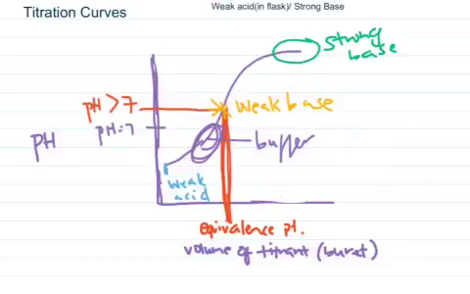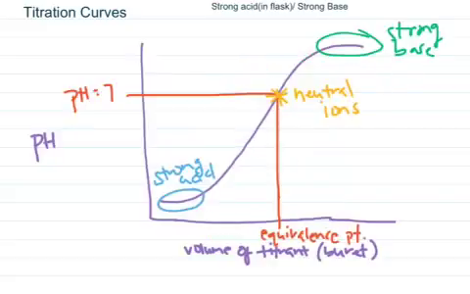Now looking at a weak acid in the flask with a strong base, we notice we have a strong base up here, so that's the very end. So we start with a weak acid, and then it goes to the buffer area, and then we get our equivalence point, which is a weak base, which has a pH greater than 7, and then again we get to our strong base. Now our final titration curve is a strong acid in the flask with a strong base.